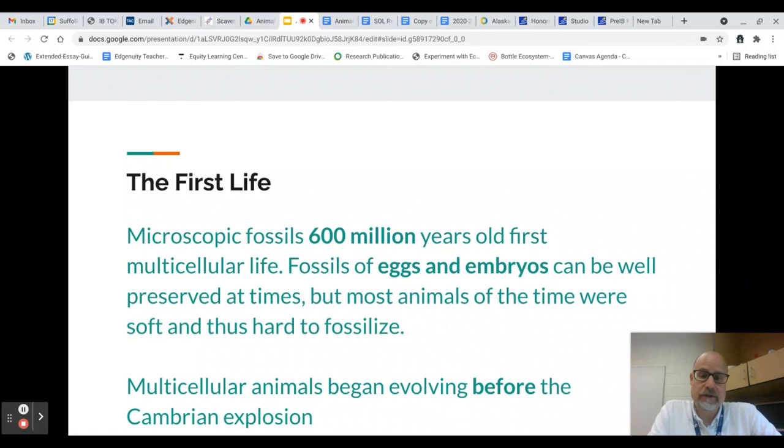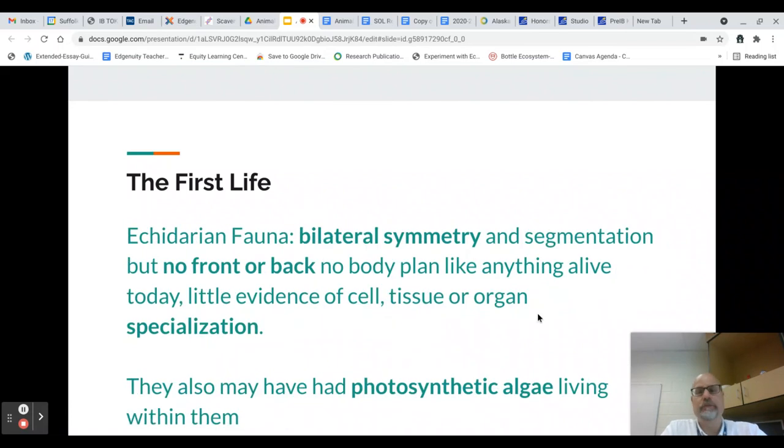Multicellular animals began to evolve before the Cambrian explosion. Now, the Cambrian explosion is not an actual explosion. The idea is during the Cambrian explosion, all of these new types of bodies started showing up. There started to be a real sort of branching out into many types of different organisms. Still, we start with these microscopic fossils that are 600 million years old. And by the time we get to the Cambrian explosion, we are looking at multicellular organisms ready and established.